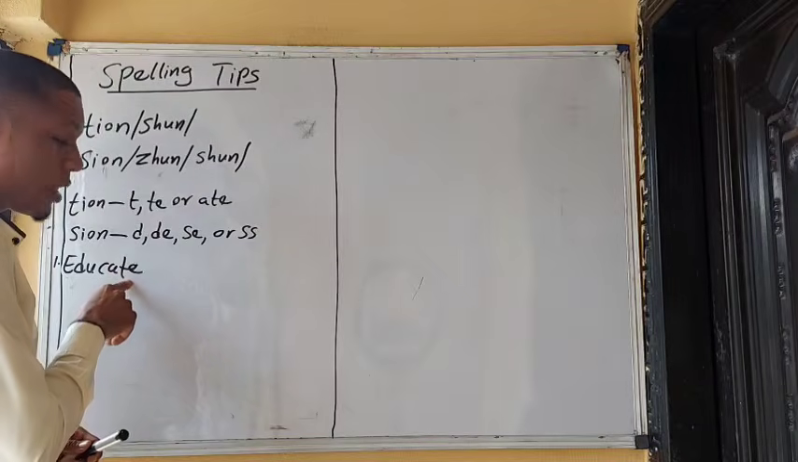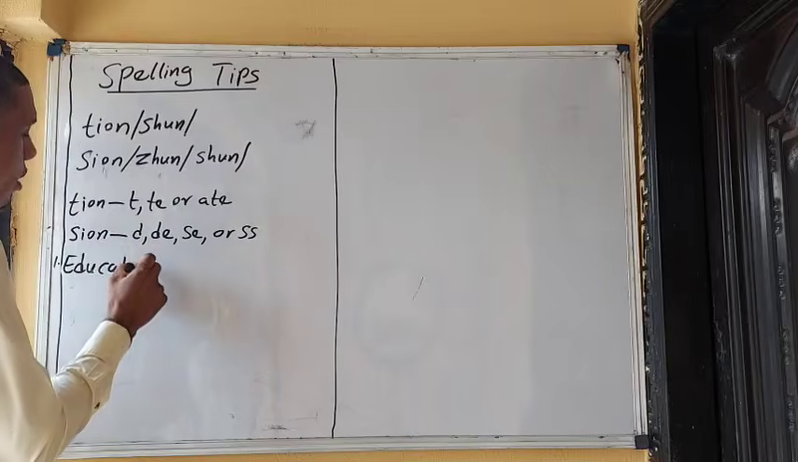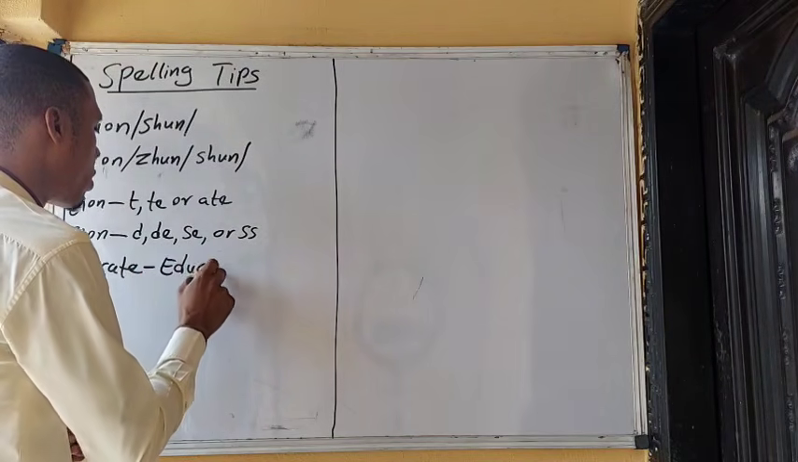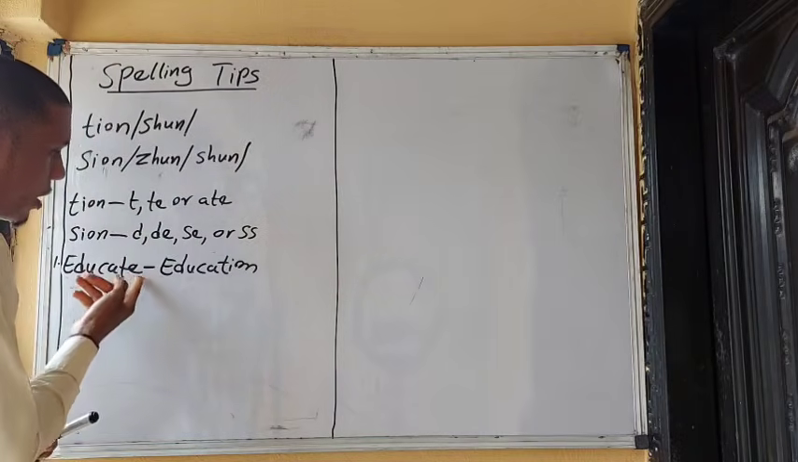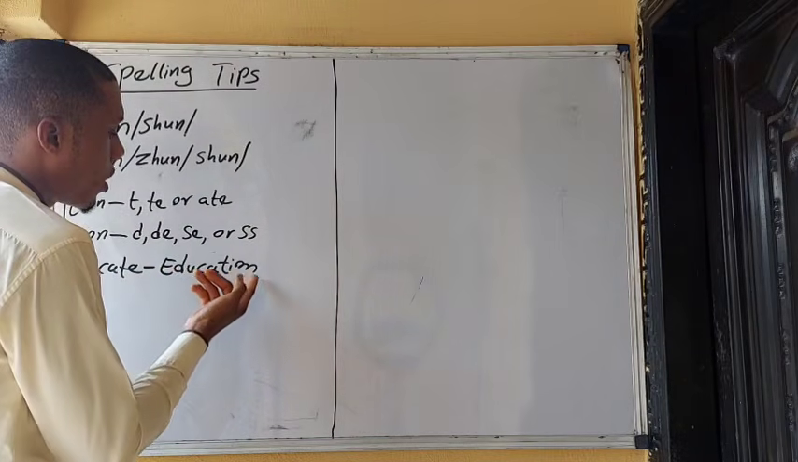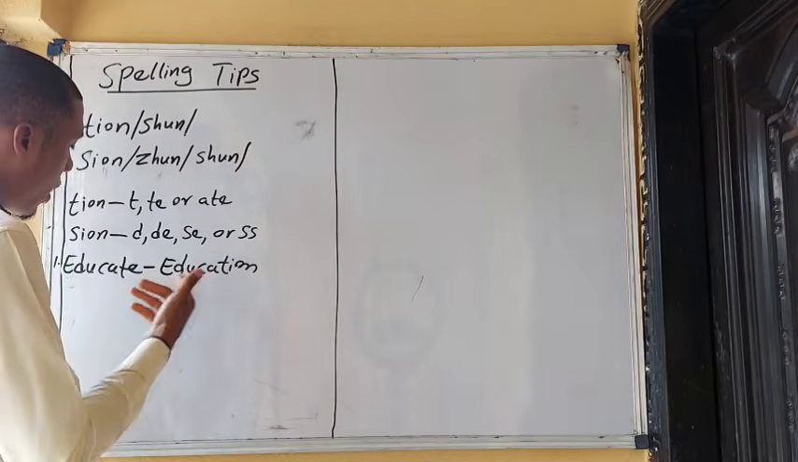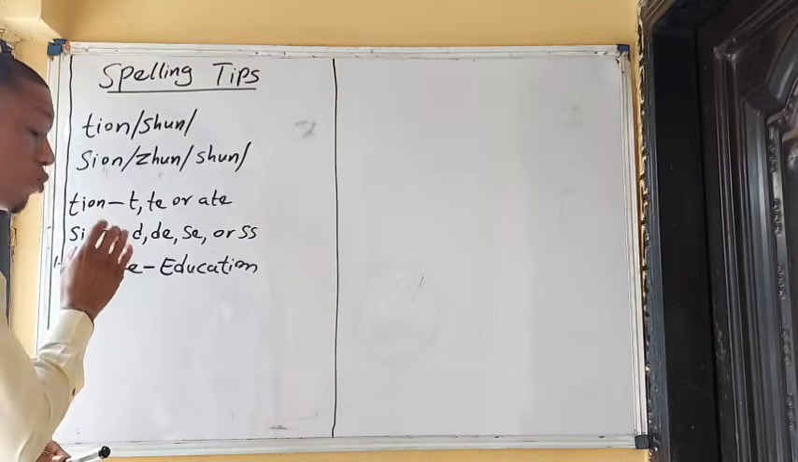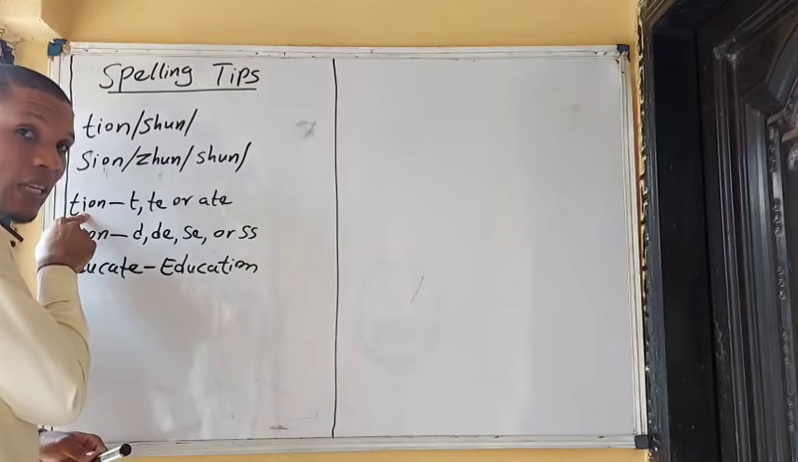Now, seeing ate in this word, you are supposed to know that you are going to be using the tion "shun," which is education. Just remove the e and add ion to it. Okay, ion, you add it to it, becomes education. This will tell you that you are to use the tion "shun."